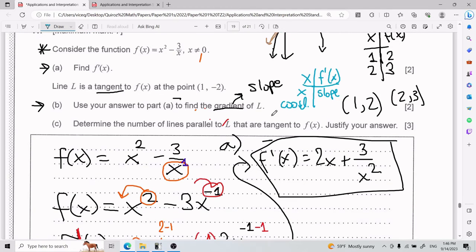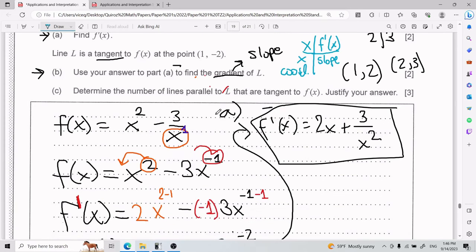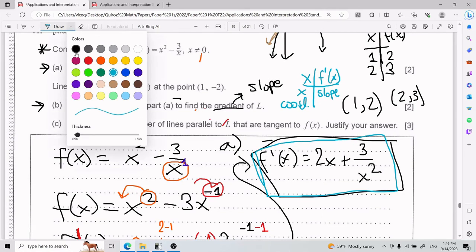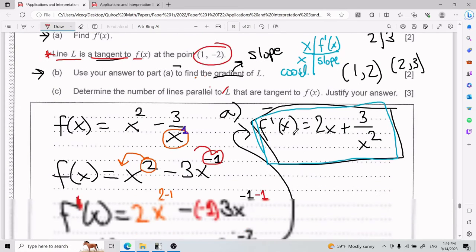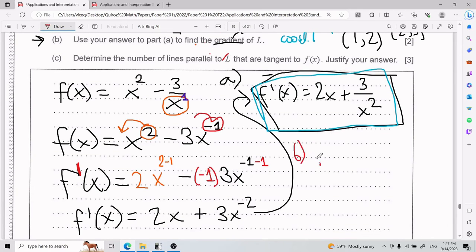And so to find the gradient of L using the part from part A, which is this here, all you have to do is notice where line L touches f of x. They tell us that line L is tangent to f of x, so it touches once at the point 1 comma negative 2. So if I go to my derivative for part B and I plug in 1, before we do the math, I am asking the function, when my x value is 1, what is my slope?